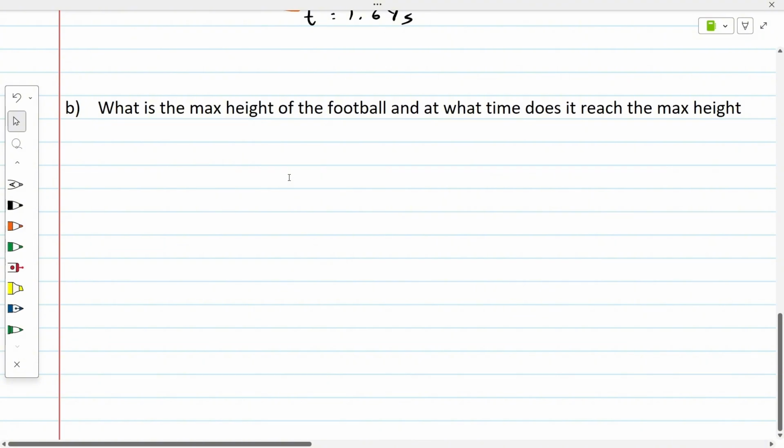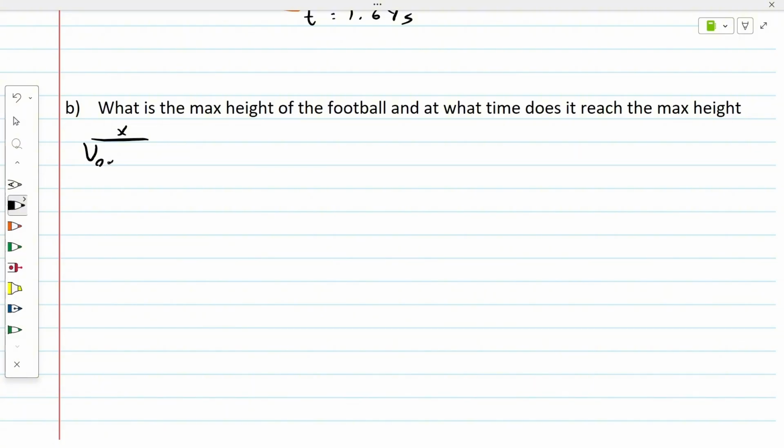Alright, so let's think about what we have here. We still have the same initial velocities that we had before. So in the x direction, we have our velocity initial x equal to 20 cosine of 30, and we still know the x direction acceleration is equal to 0.